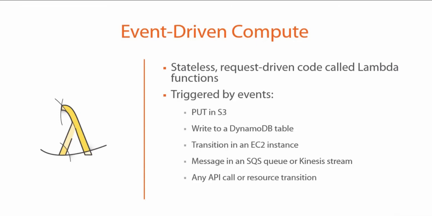And events could be simple things like you're putting something in S3. That's putting a file in S3. You're writing something to a Dynamo database table. You're doing a transition in EC2 instance state. You're getting a message from a simple queuing service queue, or Kinesis, for example. Any API call or resource transition. So again, all of these are triggers, but again, let your imagination run wild with what you can do with this thing.